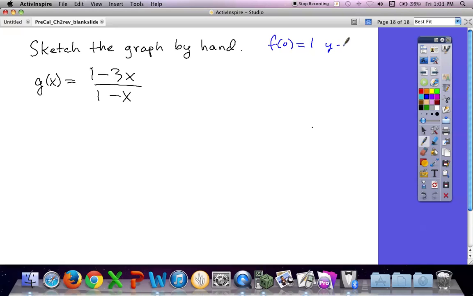Right, that's the y-intercept. All right, how do you find the zeros? The zeros are the numerator, right? If a fraction equals 0, it's because the numerator equals 0. So we can just say 1 minus 3x equals 0. 3x equals 1. X equals 1/3. So our zeros are 1/3.